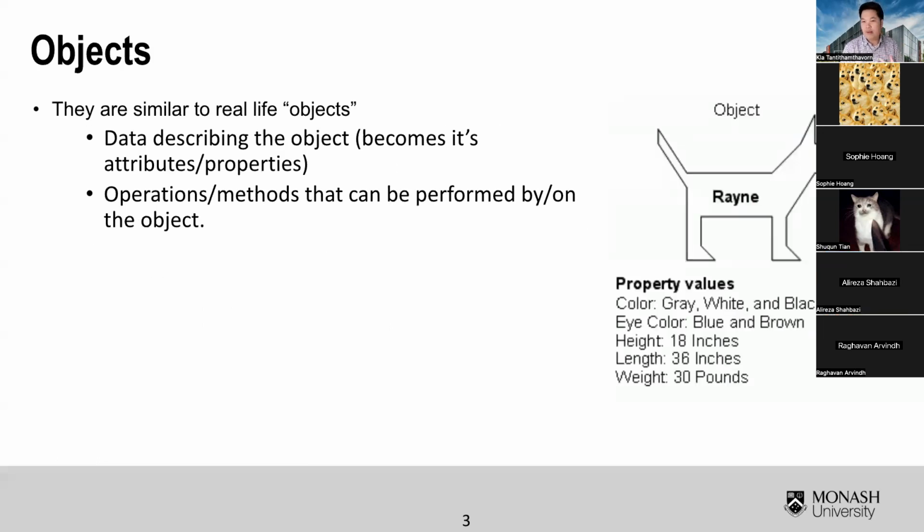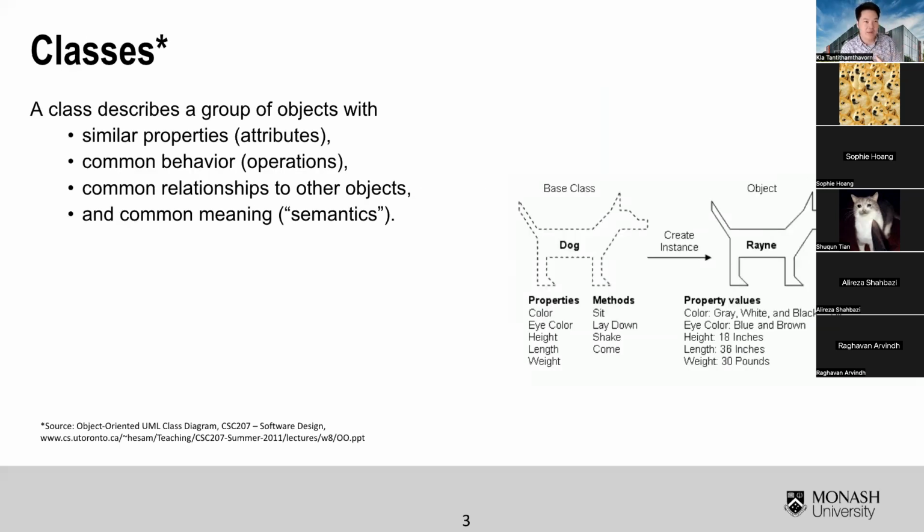Objects are similar to real life objects as well. For example, when we talk about an object, this is an animal. Each object has its own attributes, for example color, eye, height, length, weight. And each object has its own operations or methods as well. For example, this little dog here can sit down, lay down, shake, come, that kind of thing. These are some operations that each object has.